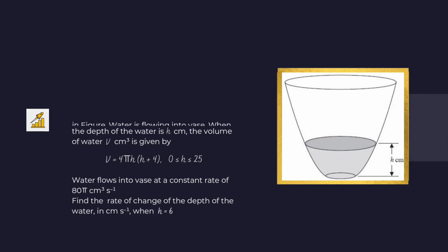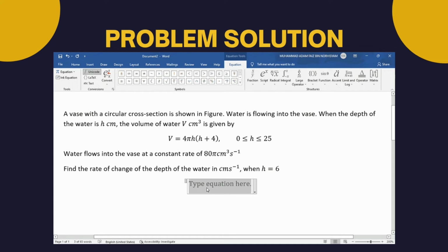equals 6. So, to solve this problem, we have to identify every variable that we can find, such as this is our first variable, but we have to expand it first. So it will be like this: V equals 4 pi h squared plus 16 pi h.